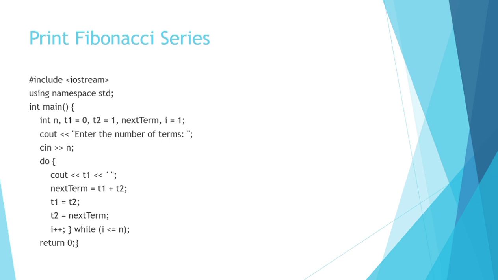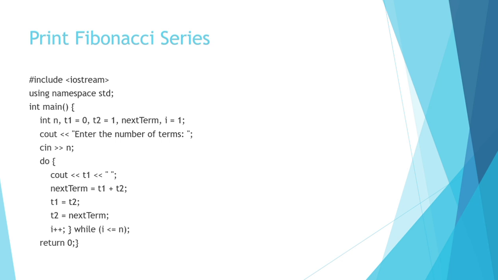Initially, T1 equals 0 and T2 equals 1. The first term, T1, is printed. The next term is calculated as T1 plus T2, which gives the next term in the Fibonacci sequence. The values of T1 and T2 are updated, and the next term is printed. The process repeats for n terms, updating T1, T2, and next term in each iteration.